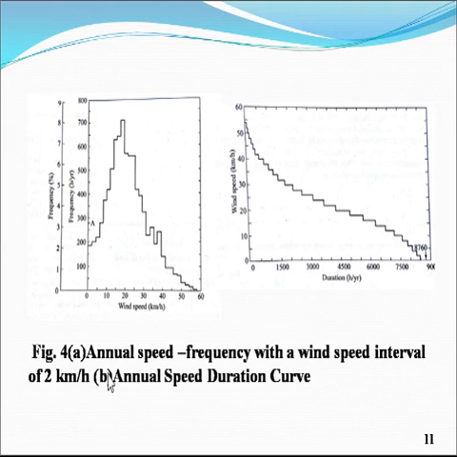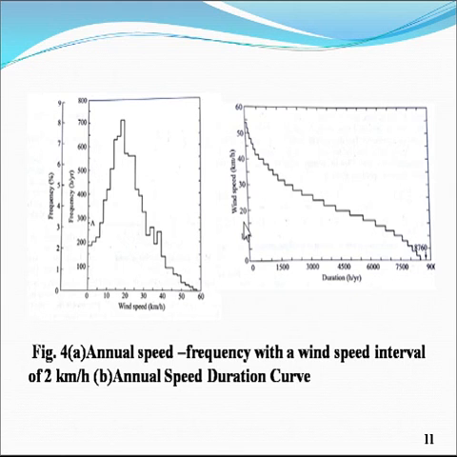Figure 4 shows the annual speed frequency with a wind speed interval of 2 km per hour, and B shows the annual speed duration curve. On the x-axis we have wind speed in km per hour, on the y-axis is the frequency, in hours per year, and this is the typical distribution for the wind speed. For speeds of 10 to 30, the frequency is more.